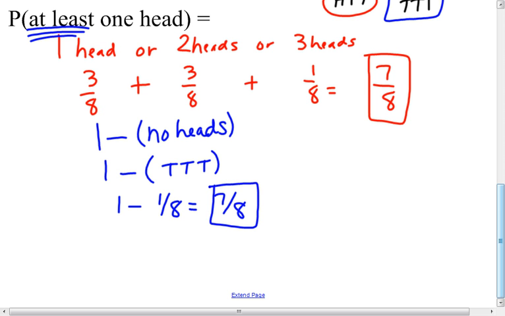But you do it whichever way you feel comfortable. Either one of those will work, but those two words at least, think of it being the opposite, or else you have to add all your options up. Either way. Okay, so that should do it for this day.